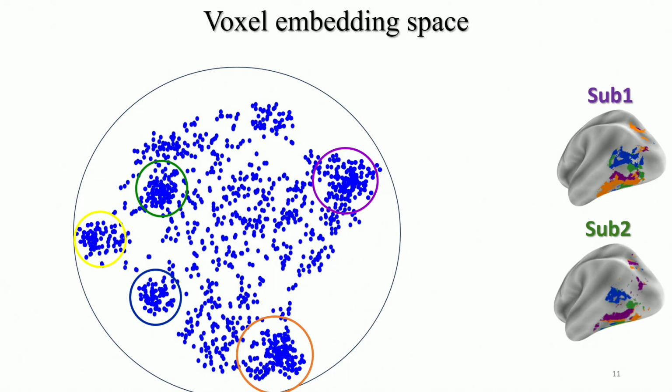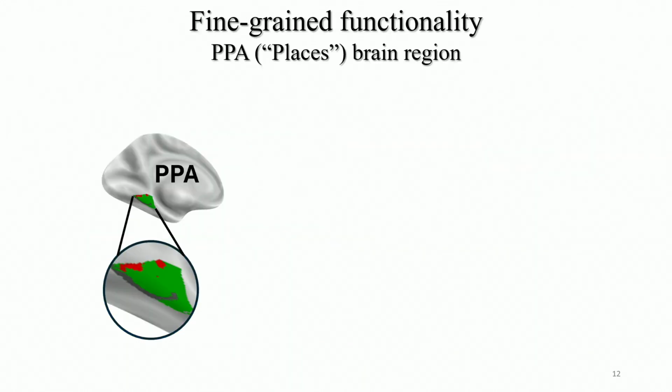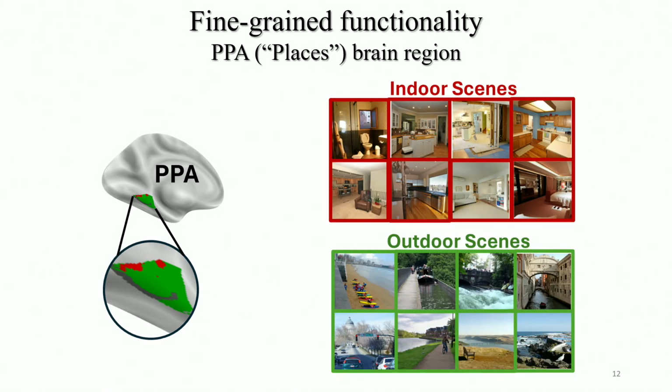Can we learn more about known regions? Let's focus on the PPA, a well-known region for places representations. We apply the same clustering procedure within the PPA without any supervision. 2 distinct functional clusters emerge. One is selective for indoor scenes, the other one is selective for outdoor scenes.